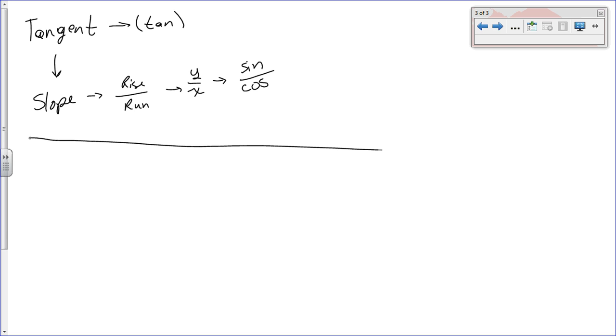Now, just so I make sure that you remember sine and cosine. I can't spell, apparently.